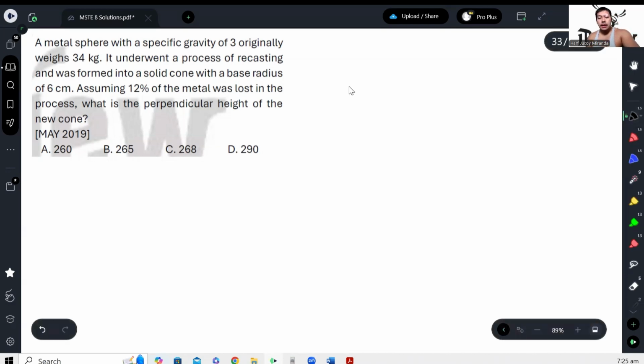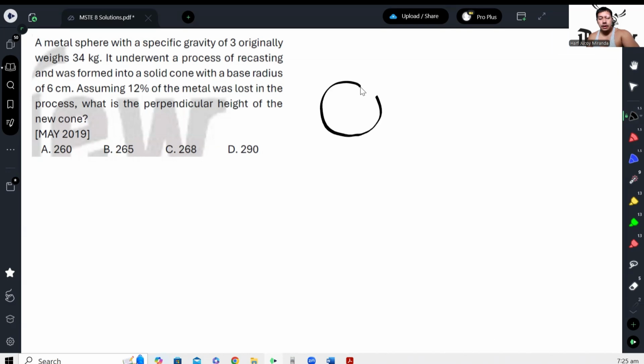So the idea is, meron daw sphere, okay, to be converted into a cone. And of course, if you are going to convert this into a different material, bali dapat yung volume ng original material will be the same once you convert it into a different shape. However, merong sinabi na 12% daw yung nawala dun sa material during recasting. So meaning yung volume nito, bali babawasan lang natin ng 12% and yun yung magiging bagong volume nitong cone.